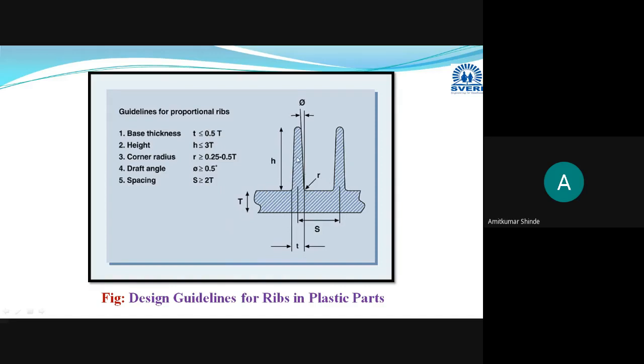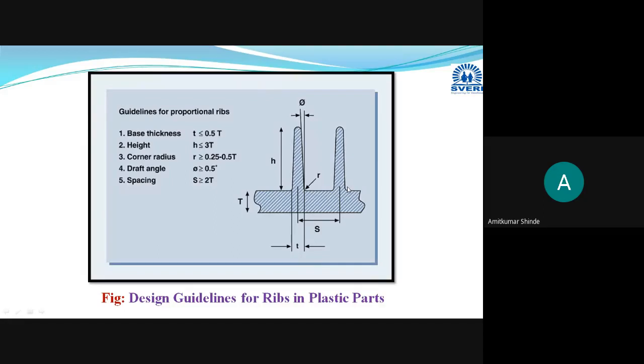Then the distance between ribs. Instead of using one longer rib, you can go for a number of ribs, two or more, and the spacing between two consecutive ribs should be greater than two times the wall thickness. Height should be three times the wall thickness, and the distance between two successive ribs should be two times the wall thickness.